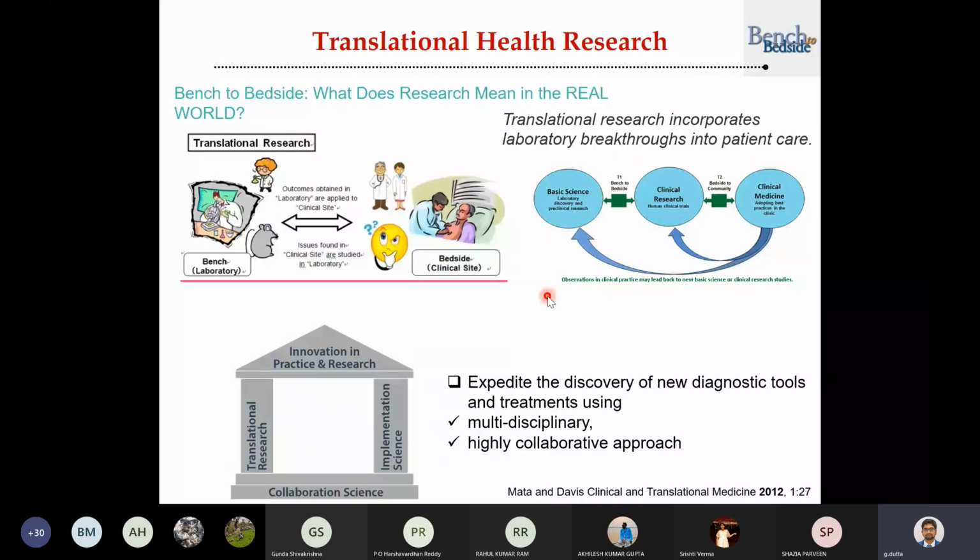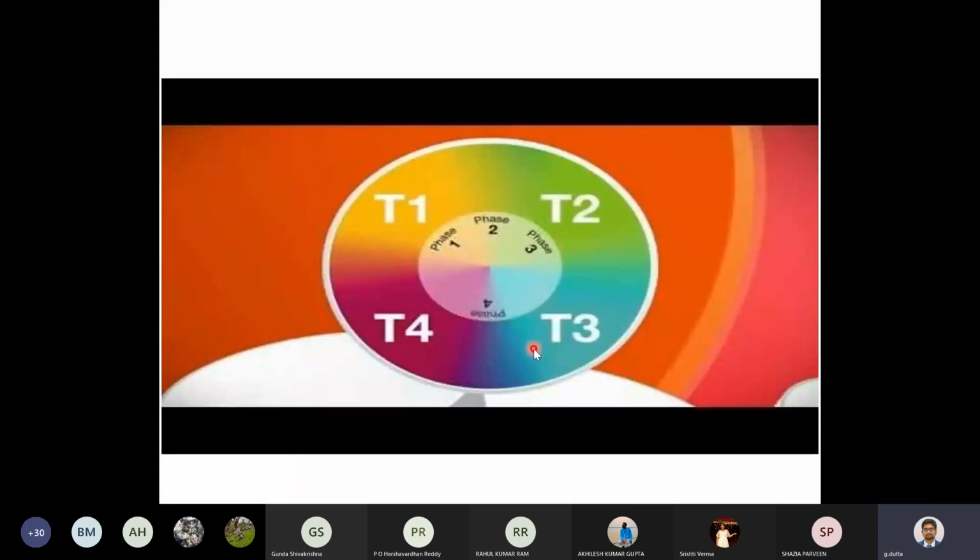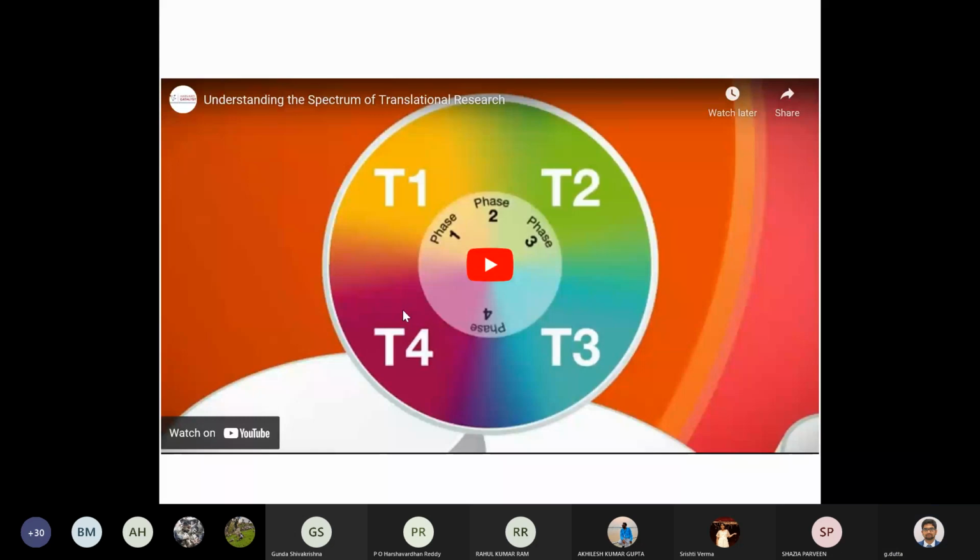So that you should know. Now, I'll show you some important points. Translation research includes a few phases like T1, T2, T3, and T4. I mean, they have some steps.